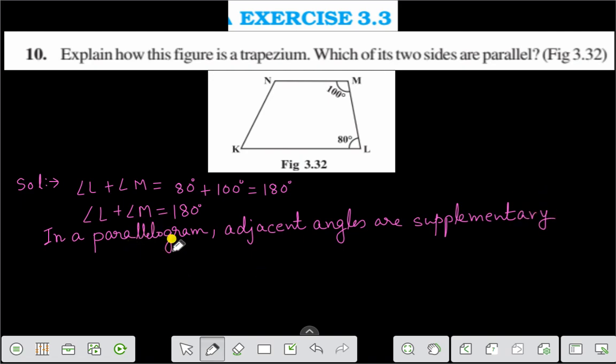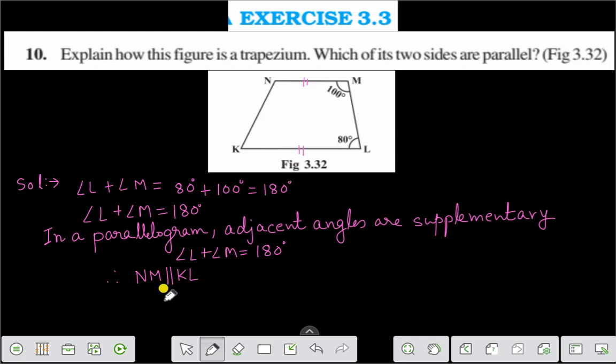Adjacent angles are supplementary. Here we get that angle L plus angle M is equal to 180 degrees. Therefore, we can say that NM is parallel to KL. Right? Which of the two sides are parallel?